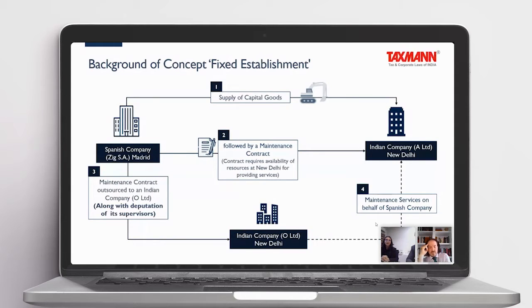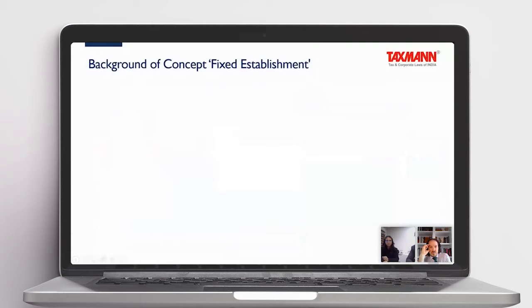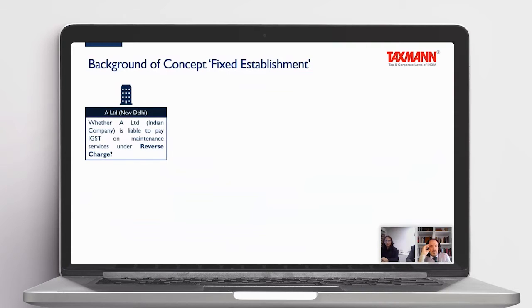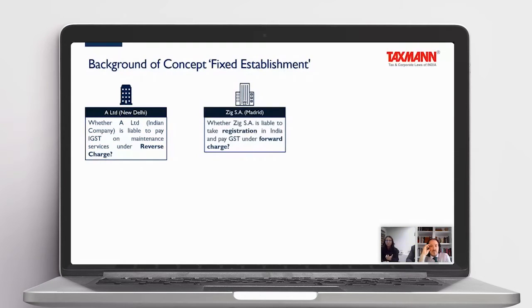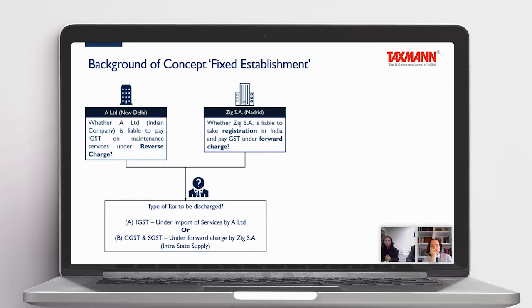For this arrangement, we would like to put forth a few questions before you. The first is whether A Limited, that is the recipient in our case, is liable to pay GST under the reverse charge, or alternatively, whether the Spanish company is actually required to take registration in India and accordingly pay taxes under the forward charge. Since these two cases are mutually exclusive, the type of tax to be discharged under each case would differ. In the first case, if A Limited pays tax under reverse charge, the transaction qualifies as the import of services, so it will be discharging IGST. Whereas if the Spanish company takes registration in India, it will have to discharge CGST and SGST.